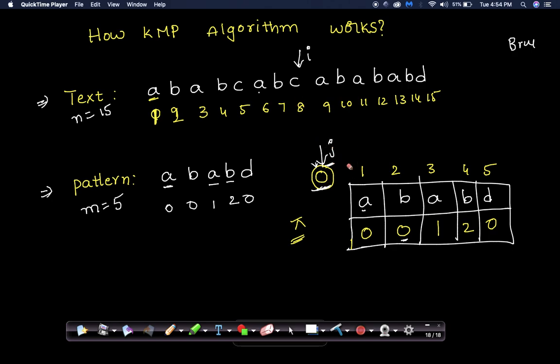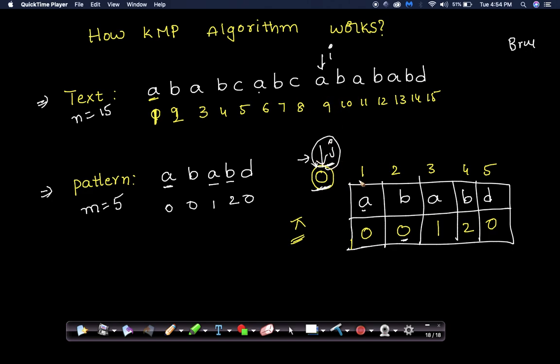Then I will repeat the same step. The j plus 1th index value is a and the ith index value is c, so there is a mismatch. Then what we have to do, right now I am at the starting position of j, so I am going to increment the value of i by 1. Right now i is pointing to the 9th position. Okay, then I will repeat the same step.